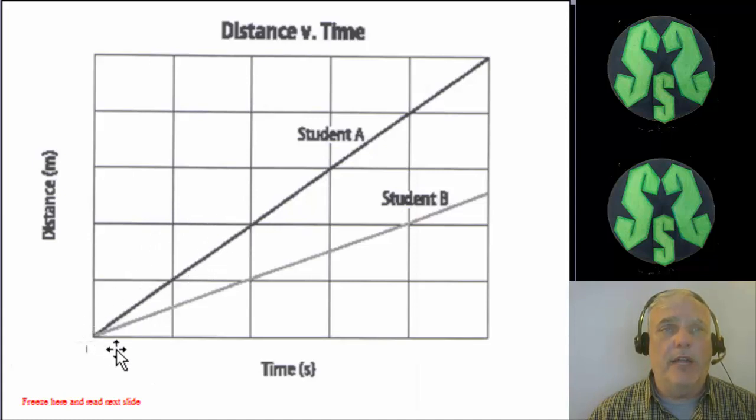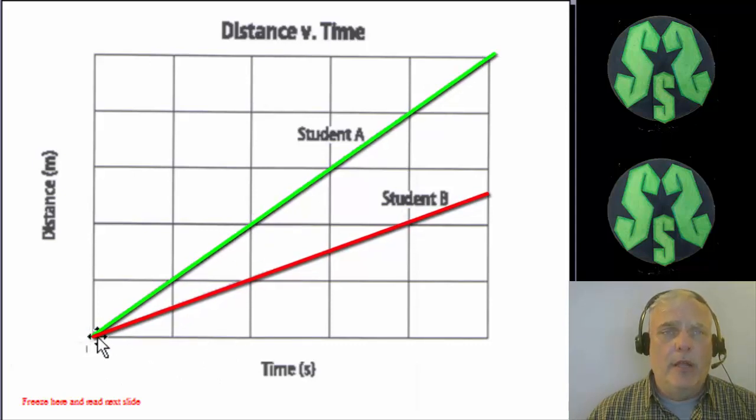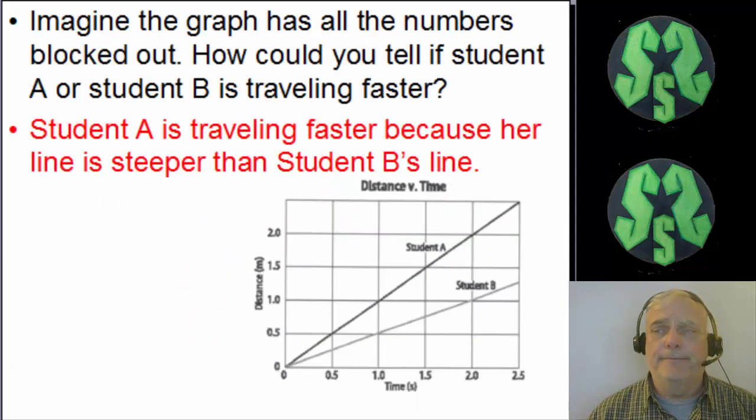So if you take a look at this line for student A, it's this unit of time. For student B, it's this unit of time. They're both going over the same unit of time we're going to compare. But student A's line is steeper than student B's line because for student A, the distance is changing more in the exact same period of time than student B. So in this case, student A is traveling faster than student B.